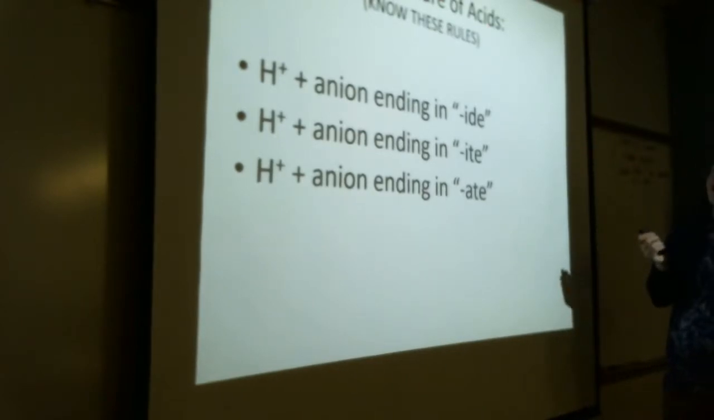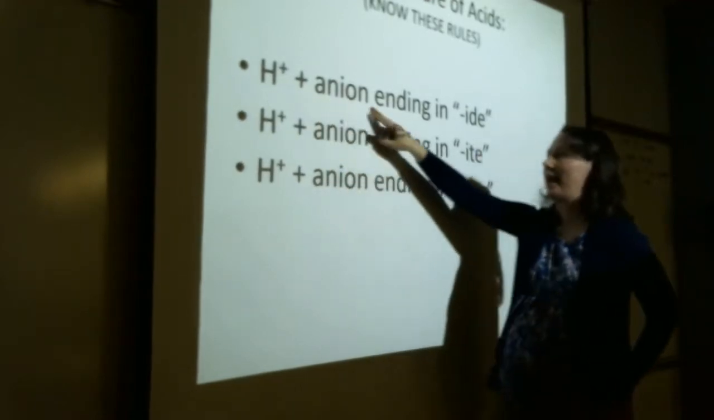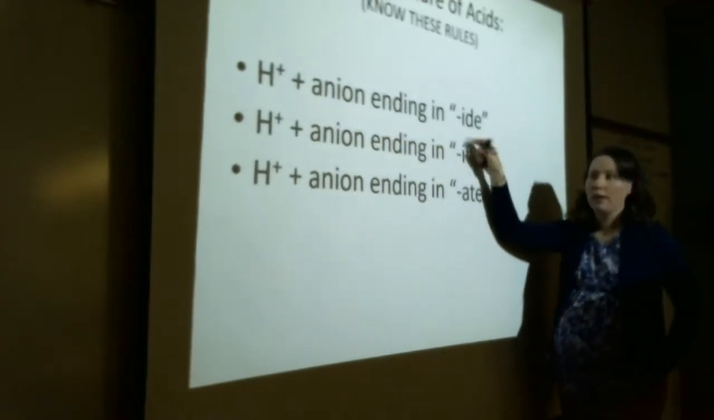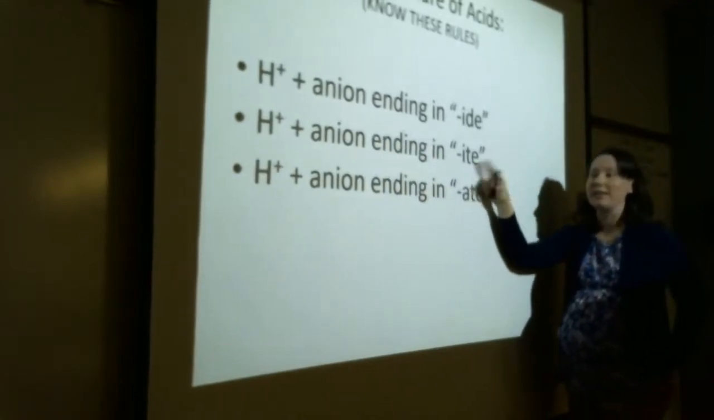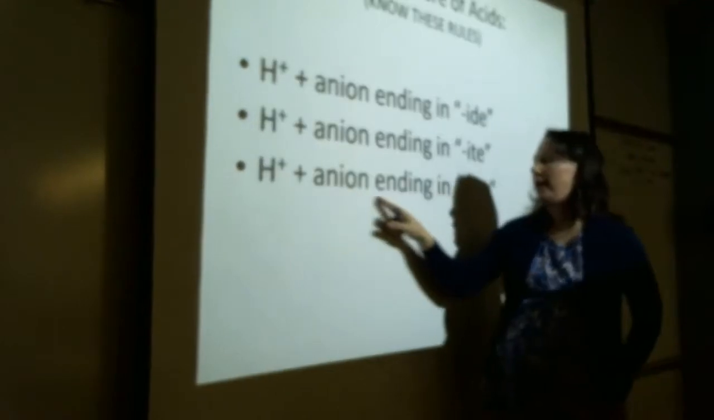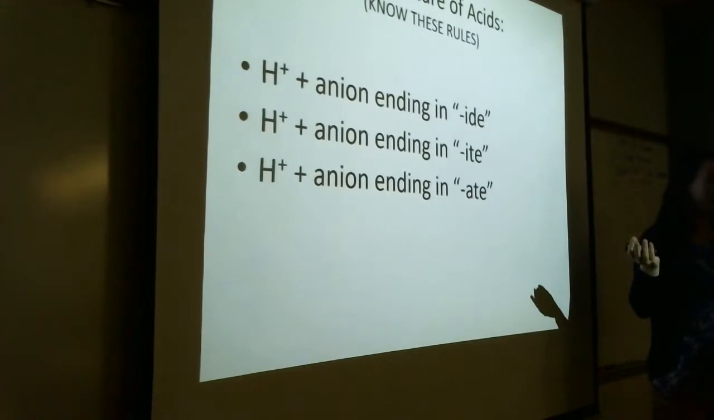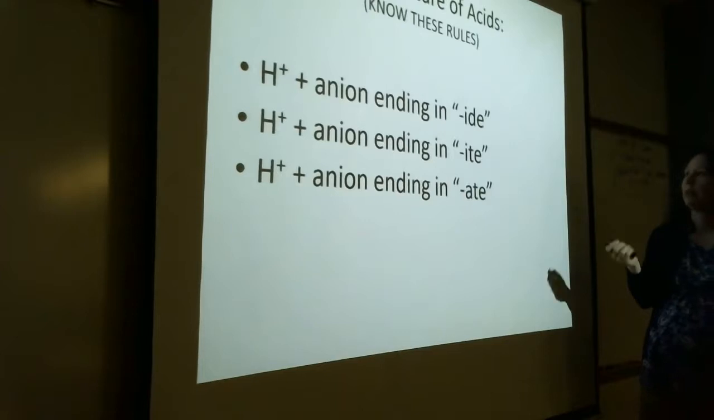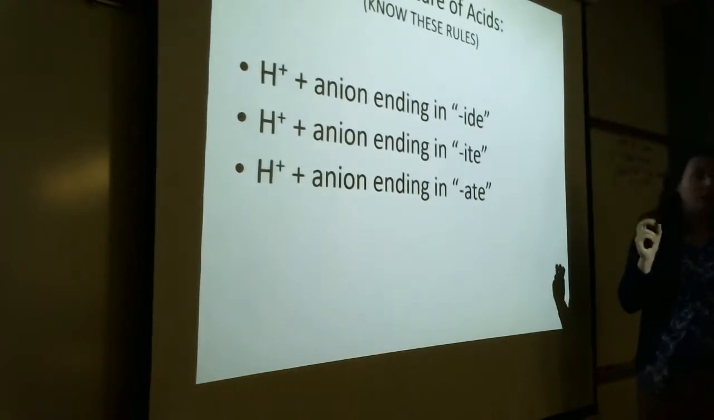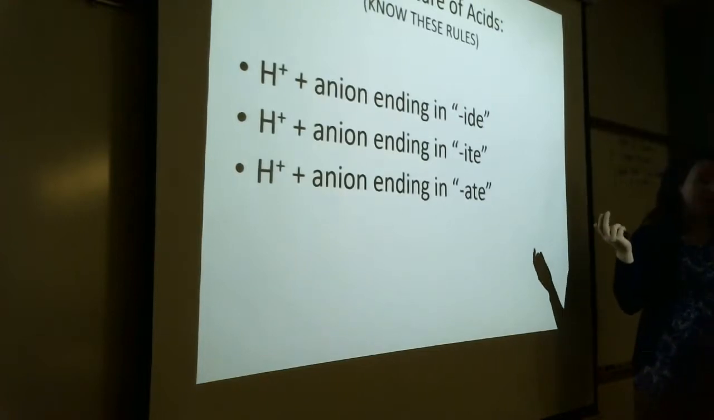So here are the rules for nomenclature of acids. You have 3 possibilities. You have H plus an anion ending in "ide." You have H plus an anion ending in "ite," I-T-E. And you have H plus an anion ending in "ate," right? Ide, ite, and ate, right? Because those are the 3 suffixes from our polyatomic or monatomic ions, right? Monatomic ions all end in "ide," but there are a couple of polyatomic ions that end in "ide" as well. For instance, cyanide comes to mind.